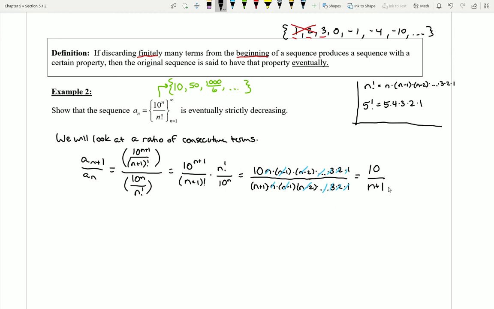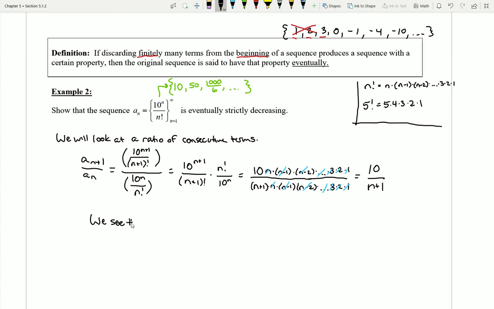Now, again, with a ratio of consecutive terms, I'm curious if this is going to be greater than 1 or smaller than 1 or equal to 1 at different points in time. Specifically here, if I want to show that it's decreasing, I'd like to show that it happens to be smaller than 1. However, is this always smaller than 1 for all values of n? Well, no. If n is a 1, it's certainly not going to be smaller than 1. I'm going to get 10 over 2, which is 5.